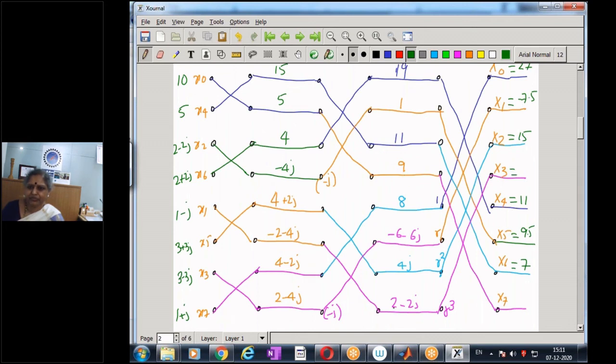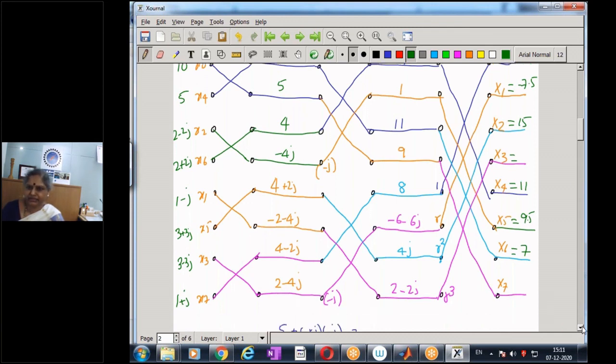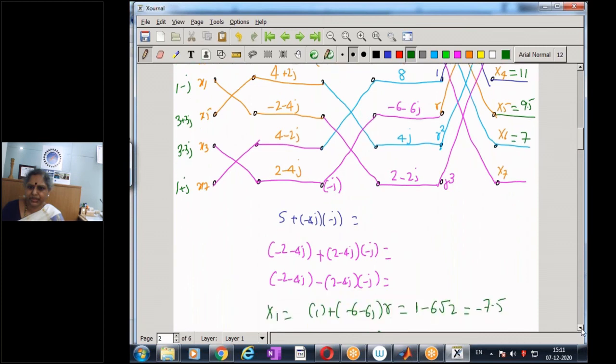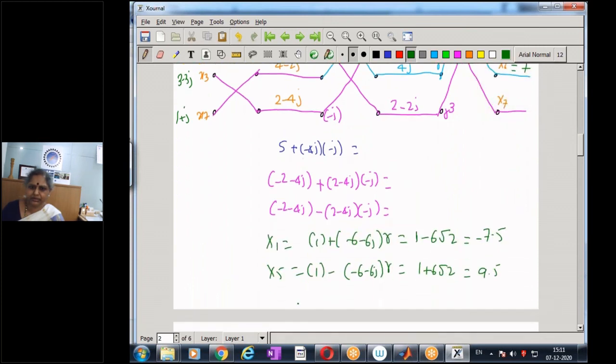Now the next, there's one more term to be computed, x3. x3 is 9 plus 2 minus 2j into gamma cubed, and when we evaluate we will get 9 minus 2 root 2, and that is around 6.2.